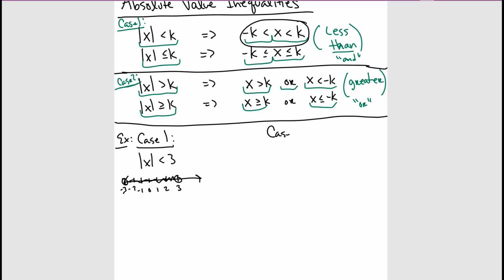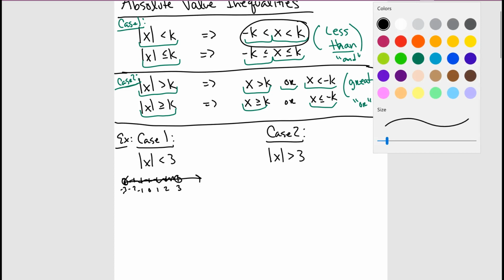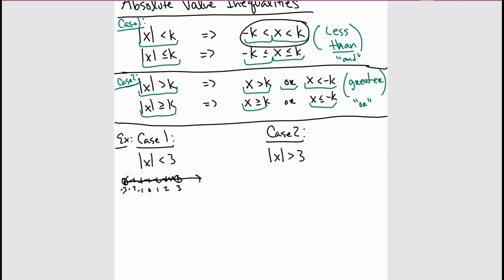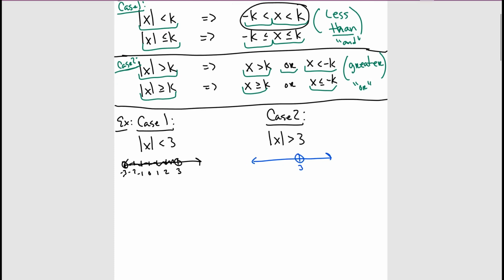Now, what about if you have case 2? Why does case 2 tend to break up into two different types? Let's say we had absolute value of x is greater than 3. Okay, so let me choose a different color. So let's draw this. So here's 3. 3 is not included, and we're looking for the distance of 3 to be greater than 3. So everything that's greater is actually going to be this way. Okay, so it's going to be all of this part. That's where x is greater than k comes from. So x greater than k is going to be everything over here.